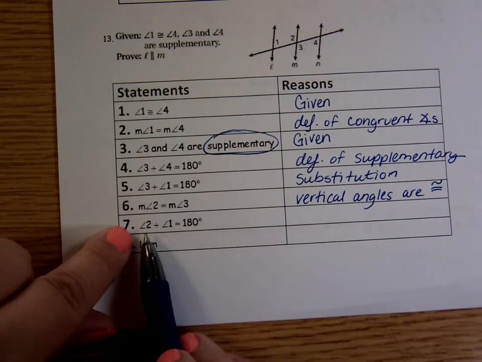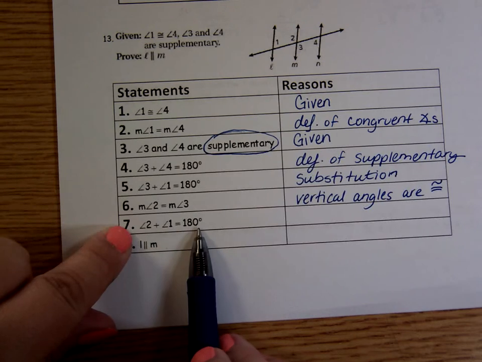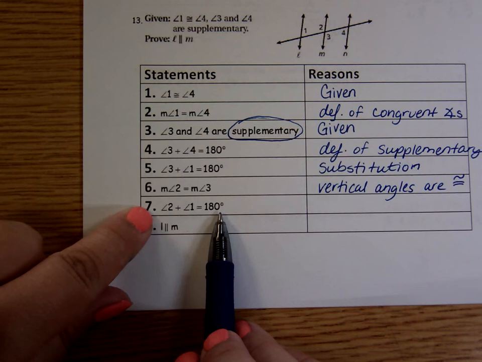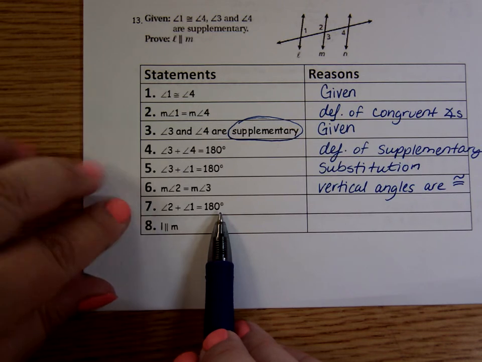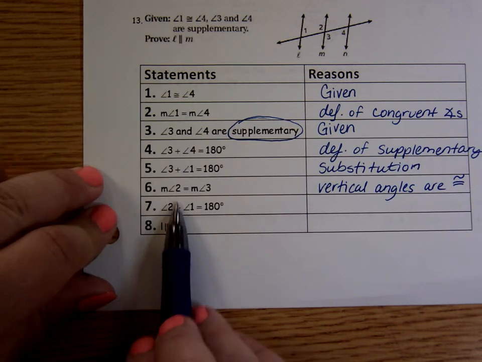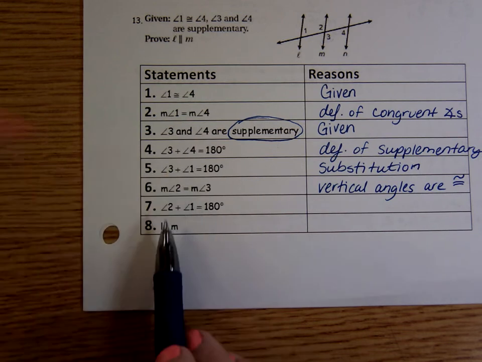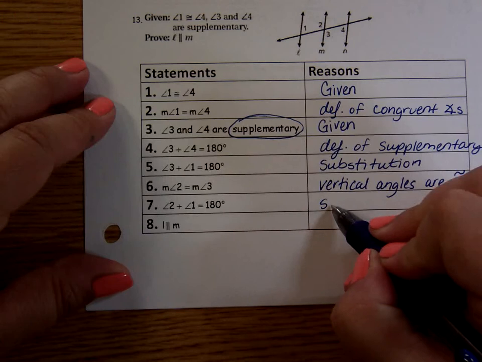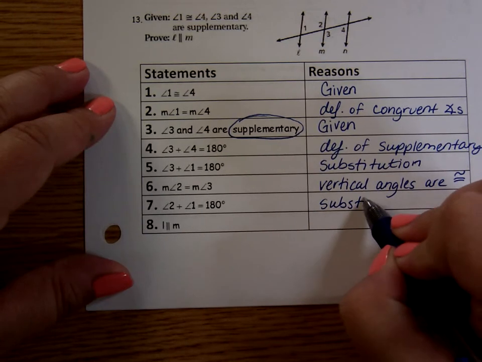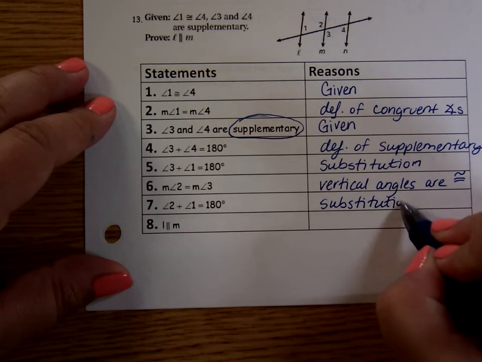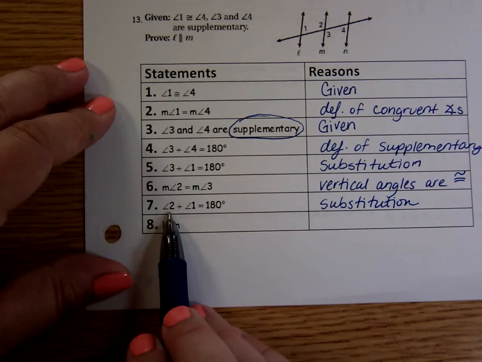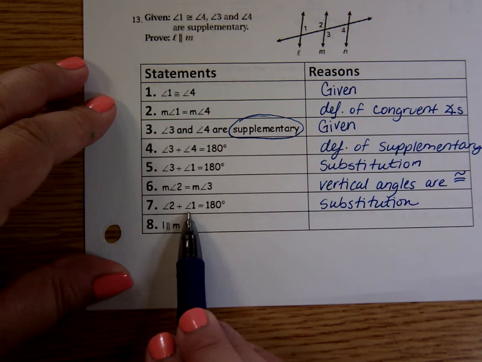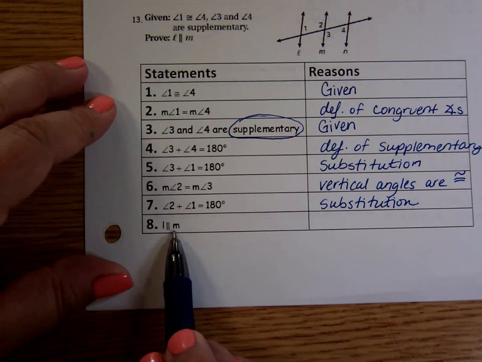Okay, and now we have angle 2 plus angle 1 is 180. It's important to notice on step 7 how much this looks like steps 4 and 5. We're just making another substitution. This time instead of angle 3, it says angle 2. So I am substituting angle 2 in place of angle 3 because angles 2 and 3 are the same. So I can put one in place of the other. And finally, since we know that 2 plus 1 is 180, that makes the lines parallel.